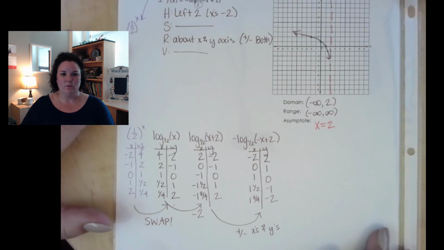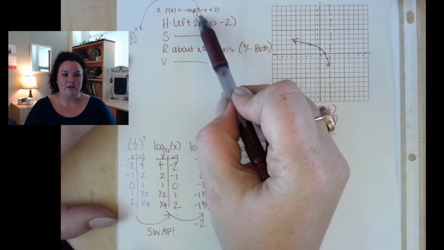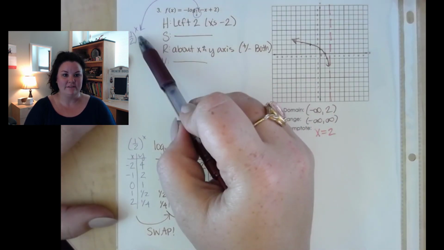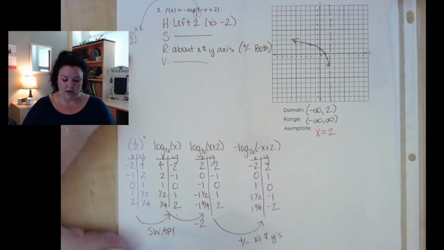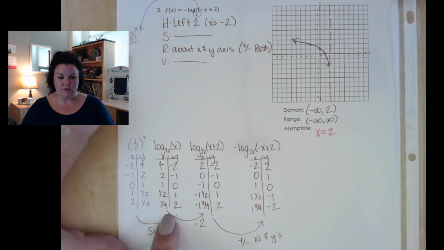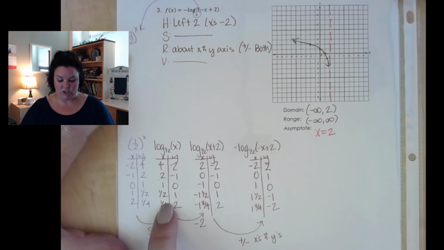Number 3, we look at our base. Our base number here is 1/2. So we're going to start with 1/2 to the x power. So 1/2 to the x power gives us our exponential parent function. Then we swap the values to get our starting log function. And then we're just going to adjust for the transformations that we have.